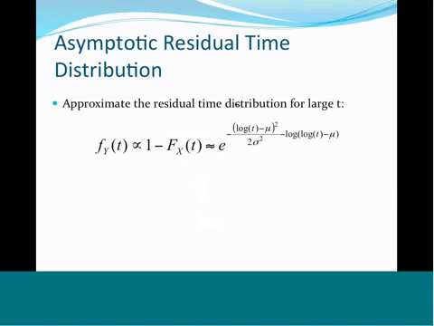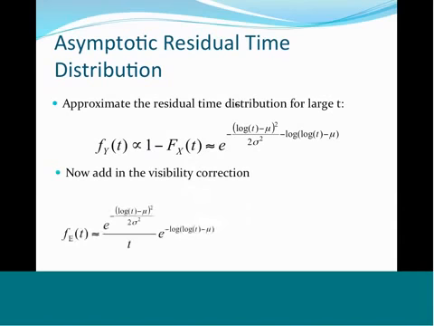Well, for large t, your residual time density is going to be given by this equation here. It's e to the minus log t squared, minus a log t, to the exponent. Something like that. That's what that residual theory analysis gives me. Now let's chuck in that visibility correction, so 1 over t for large t. We're going to get that log t squared in the exponent, this extra log term, and then t in the denominator. That's what it should be.